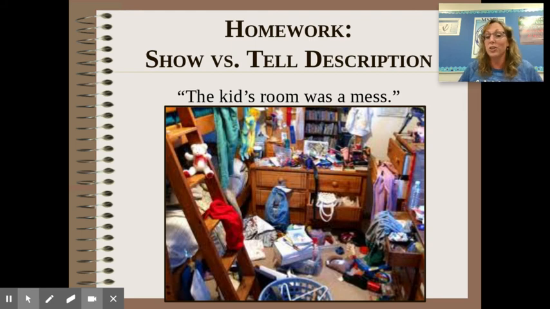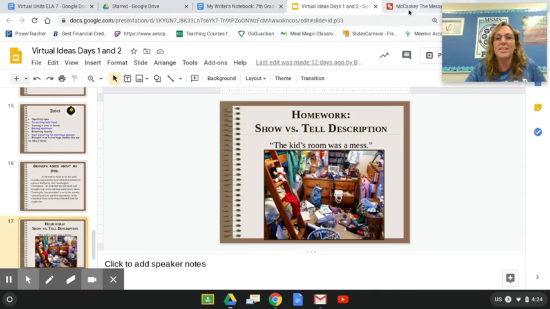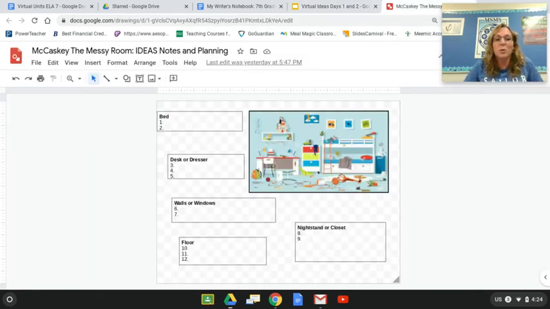And eventually you're going to write about it in a really detailed description. But today, what we're going to do is start to fill up a messy room. So right now, I'm going to ask you to go ahead and open up a Google drawing that is inside Google Classroom. And it's called The Messy Room, Ideas, Notes, and Planning.